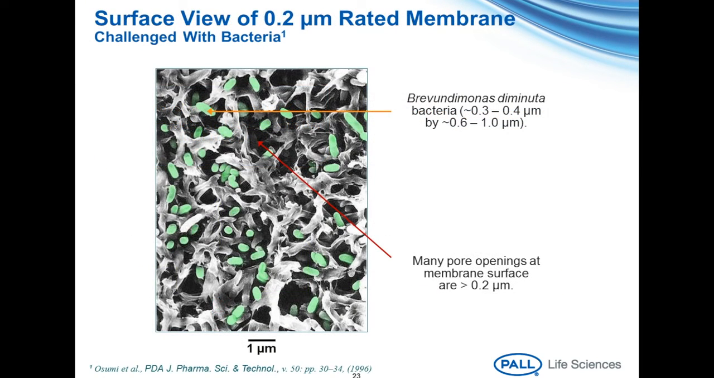Here we have a surface view of a filter matrix. What should be noted here is that many of the pore sizes at the surface of the membrane are greater than 0.2 micron. This membrane carries a 0.2 micron rating, and as we can see, has retained a challenge organism, Brevundimonas diminuta. Brevundimonas diminuta is used as a standard challenge organism by Pall Corporation to demonstrate bacterial retention. Martha Folmsby will discuss this in detail in the following section.